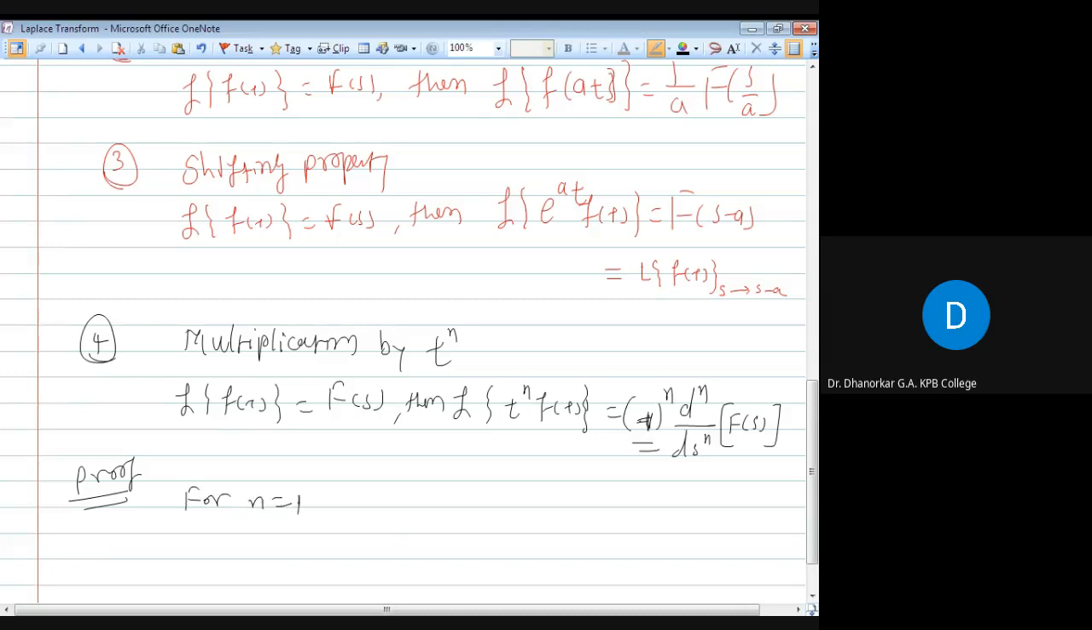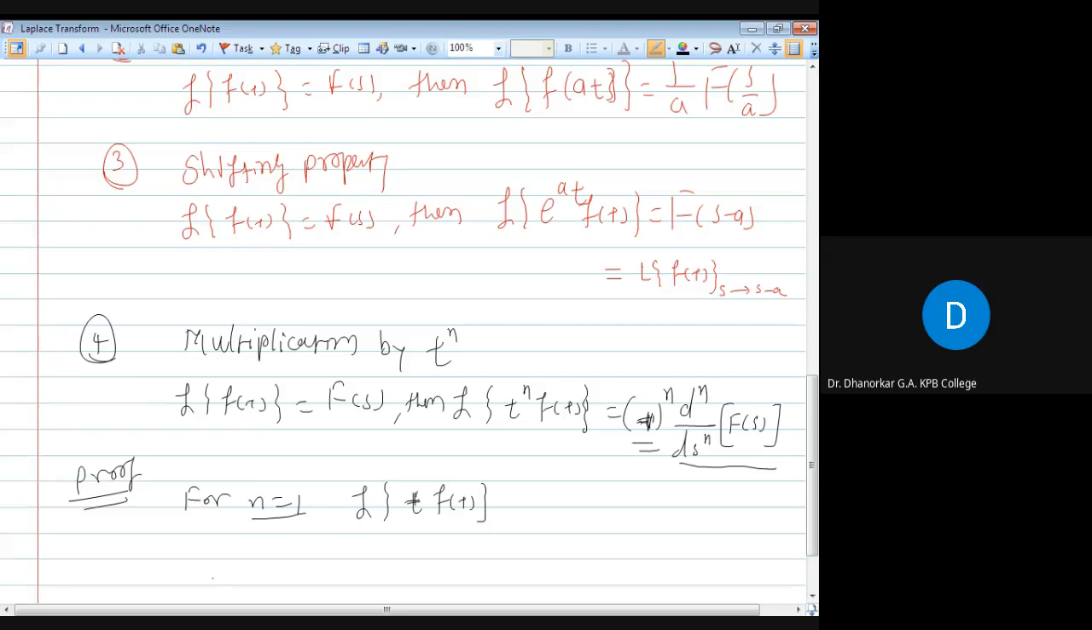For n equal to 1, our aim is to find the Laplace transform of t into f of t. As per this formula, we get the Laplace transform as minus 1 raised to power 1, d by ds, with n equal to 1. Therefore, first of all, I will take the derivative of this function for n equal to 1, and then we check what will happen.